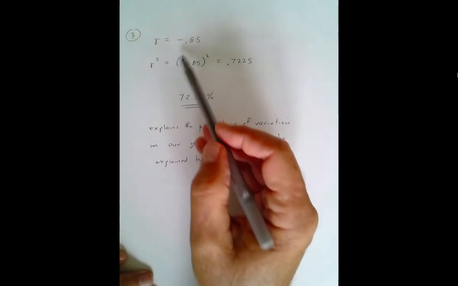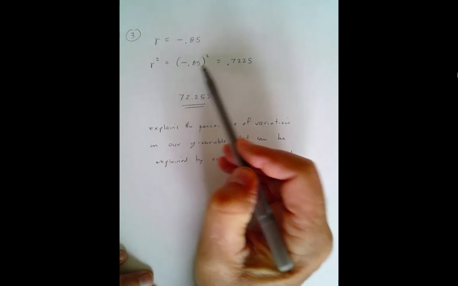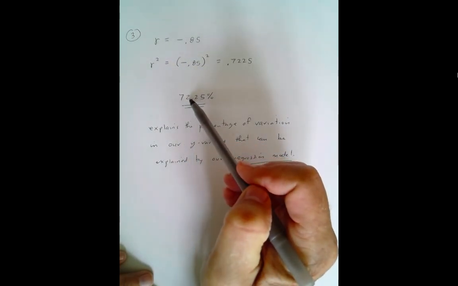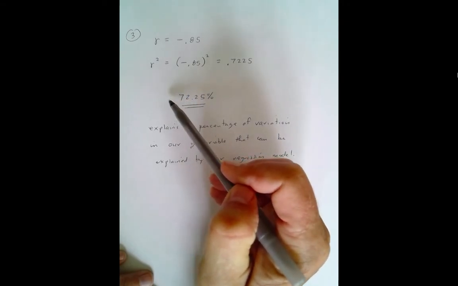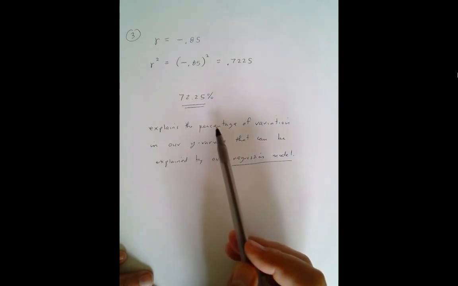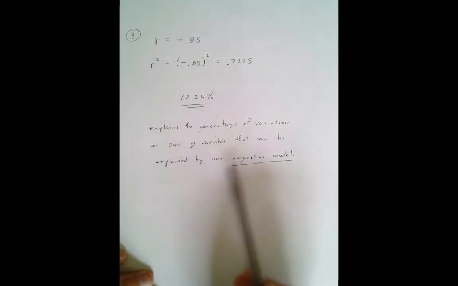Just keep in mind that whether R is positive or negative, when you square a negative, you get a positive. When you square a positive, you get a positive. So R squared will always be positive. Now, you'll never have a negative percentage. And keep in mind that this value explains the percentage of variation in your y variable that can be explained by this thing that you have no idea what it is just yet.